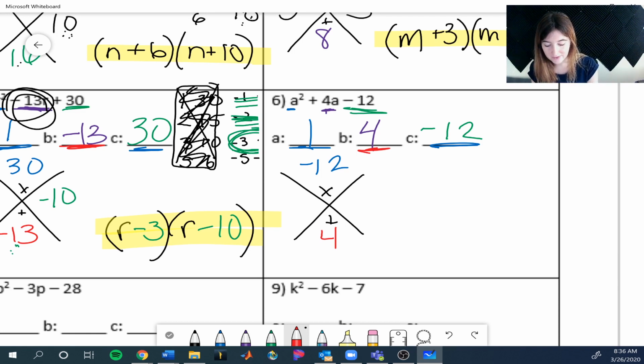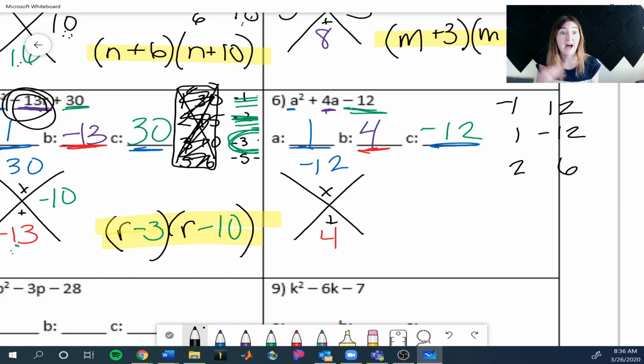Now, negative 12 means I'm going to have a positive number and a negative number. So let's list out my factors. 1 times 12 is 12, but if I need a negative 12, that means I could have negative 1 times 12 or 1 times negative 12. Now let's think of other ones. What about 2 and 6? 2 times 6 is 12, but I need a negative 12. So I could have negative 2 times 6, or 2 times negative 6.